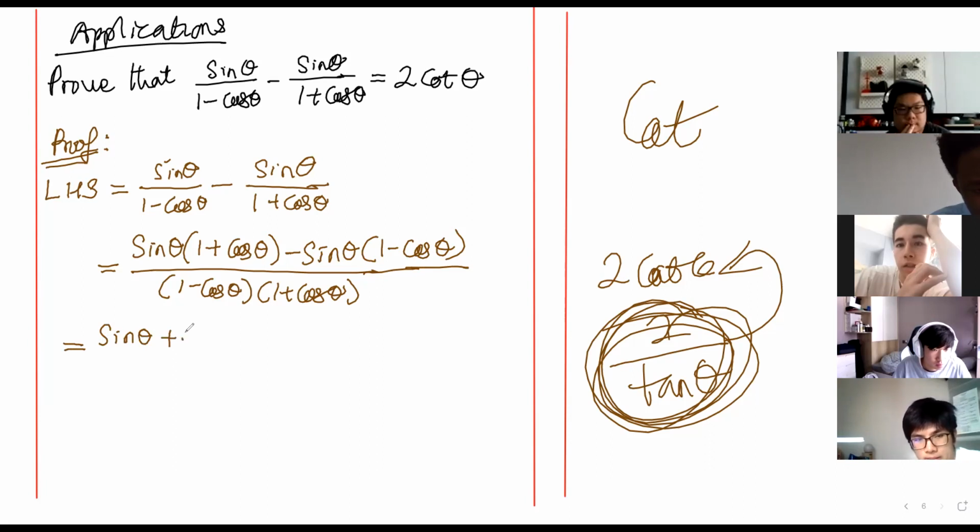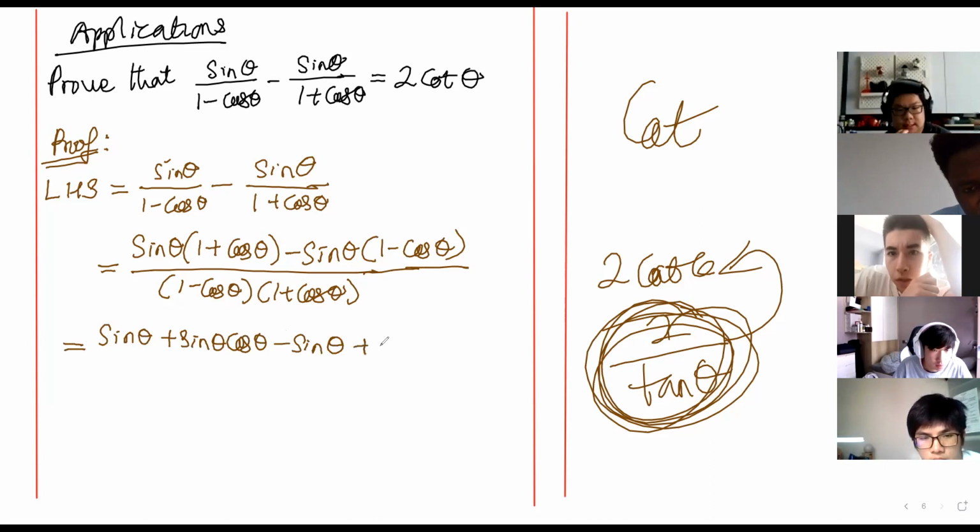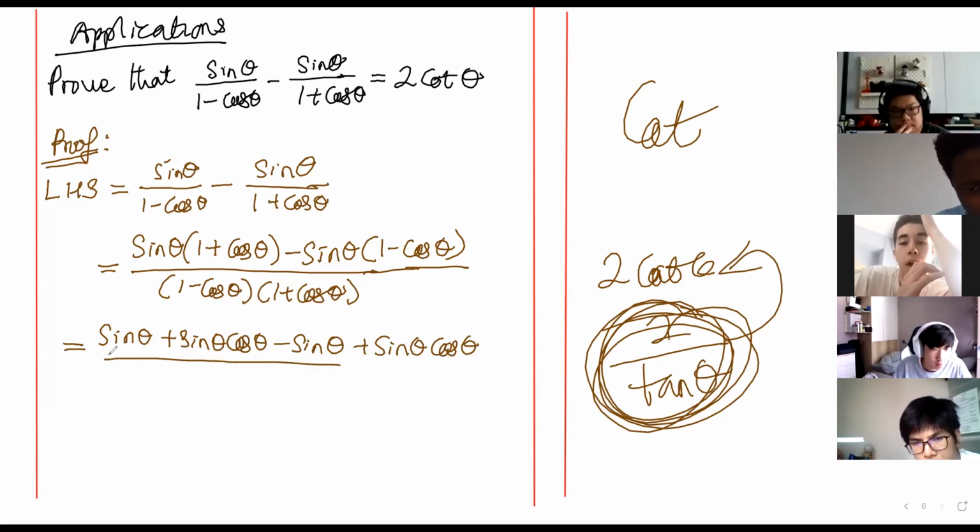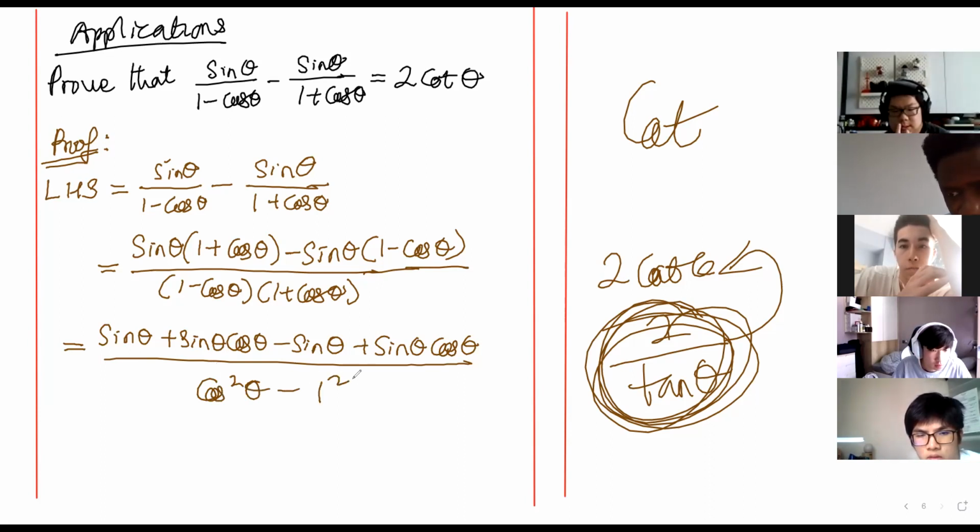What do I have? Sine theta cos theta, then minus sine theta, plus sine theta cos theta. And if I open the one at the bottom, what do I have? Over 1 minus what? Cos squared theta. Isn't it difference of 2 squares? So it's going to be this? You can cancel the squared on the 1.